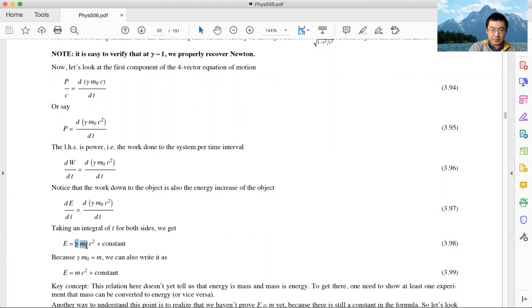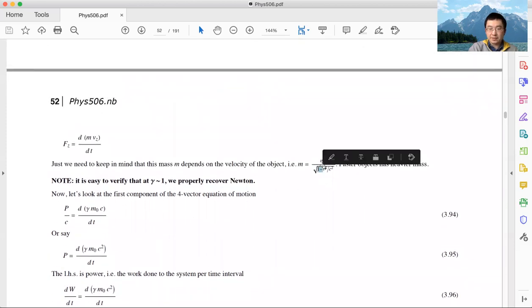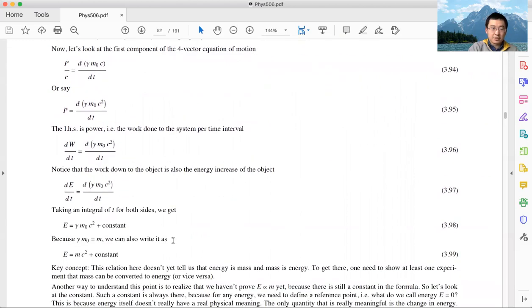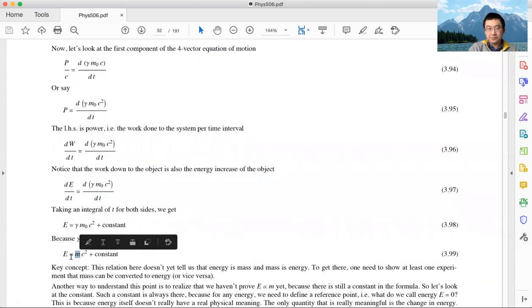And what is gamma m0? Well, gamma m0 is what we just defined as mass. Gamma times m0, the rest mass, is the mass we define in special relativity. So gamma m0 is actually the special relativity mass. So this equation immediately tells us my energy is mass times the speed of light squared. This is the famous relation E equals mc squared.